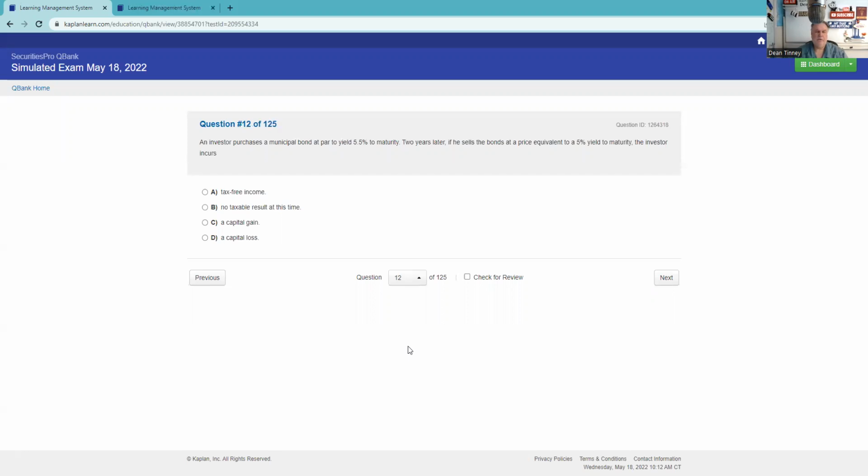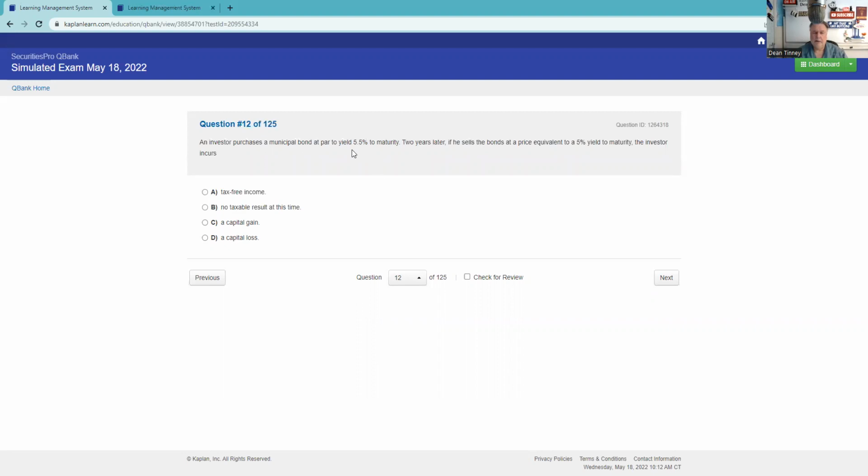An investor purchases a municipal bond for a yield of 5.5% to maturity. 2 years later, he sells the bond with a price equivalent of 5%. So that means somebody must have paid me a higher price, because right, yield goes down, price goes up. And so it looks like I'm going to have a capital gain, and that's certainly going to be taxable.